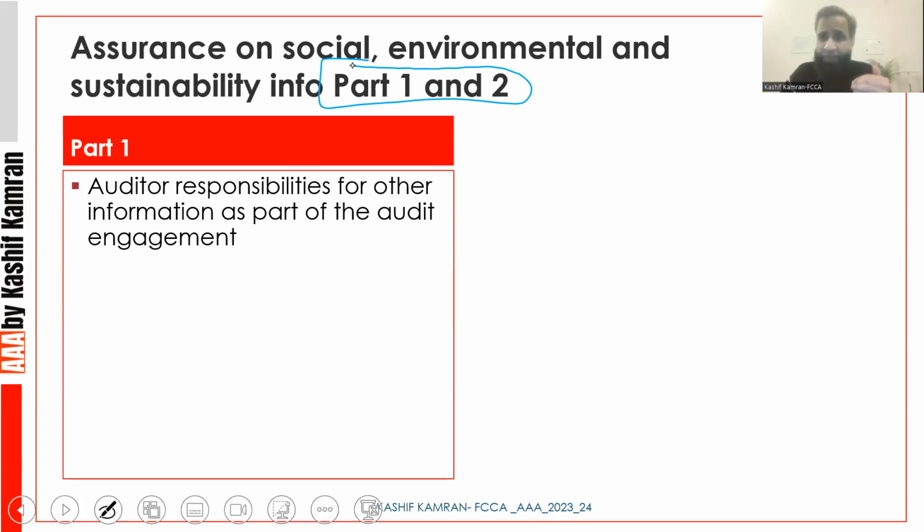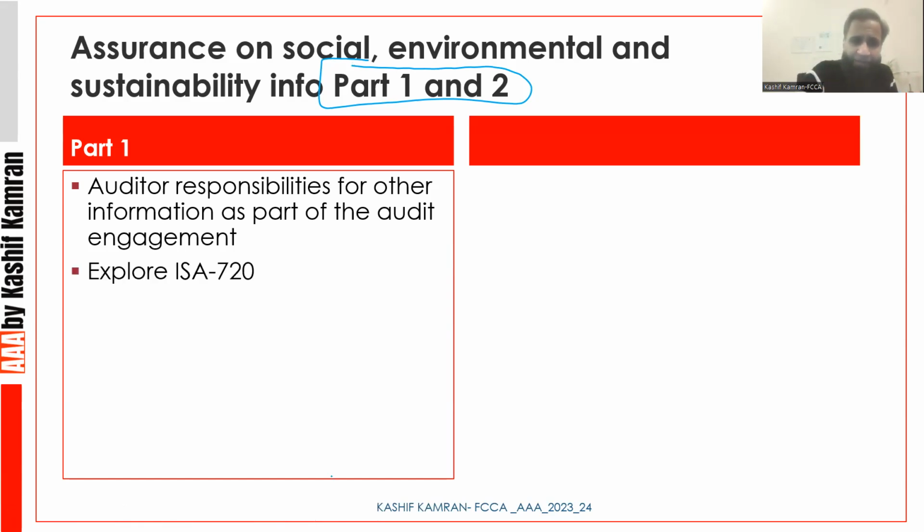Now, the other information is about social. The other information is about environmental. The other information is about sustainable. And you're reading through it. And if you find any inconsistency in that information, you will be reporting that to TCWG. And if the TCWG fails to rectify that, you will be putting this in the other information paragraph. So that's basically part of ISA 720.